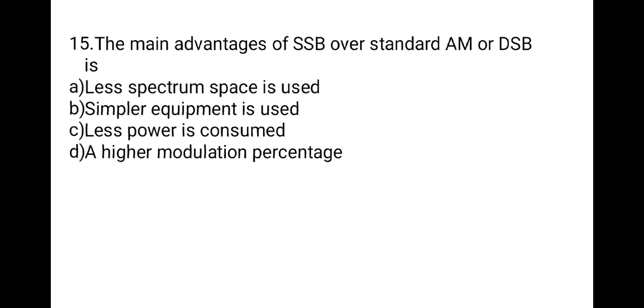The next question, the main advantage of SSB over standard AM or DSB is: first option, less spectrum space is used. Second, simpler equipment is used. Third, less power is consumed. And last one is a higher modulation percentage. And we know that in SSB only a single sideband is transmitted, either the upper or the lower sideband. But in double sideband, both upper and lower are transmitted. So the correct option is A, less spectrum space is used.